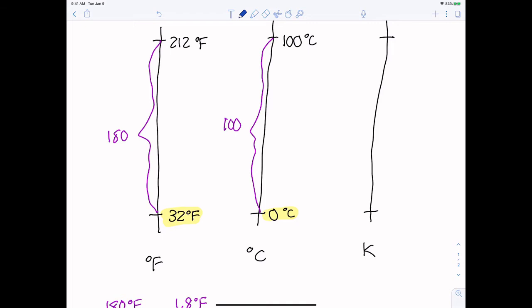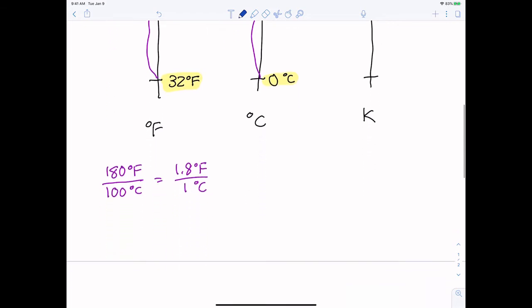So converting between the two, if I know my temperature in Celsius and I want to convert it to Fahrenheit, I'm going to have to take that temperature and multiply it by 1.8, to account for the fact that each degree is actually a different size. So 1.8 multiplied by that temperature in Celsius. And then since it's starting at 32 instead of 0, we're going to have to add 32 to it. And that's how we would convert from Celsius to Fahrenheit.